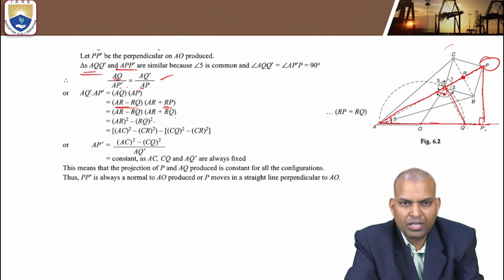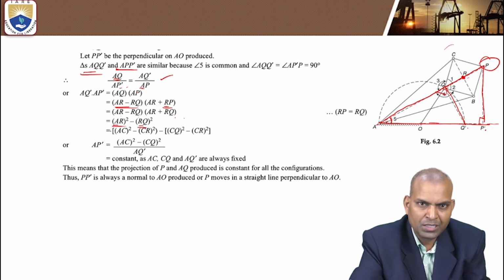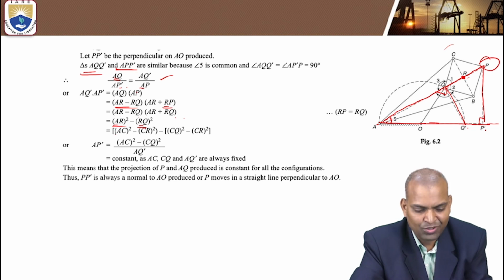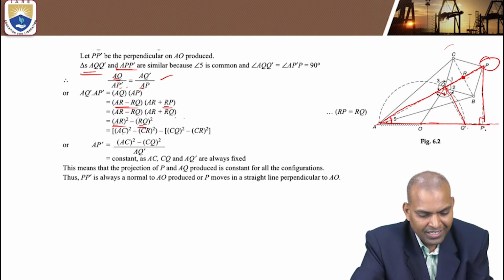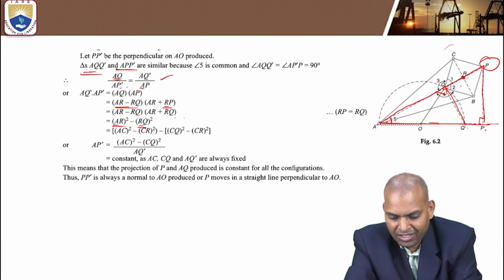Now A plus B into A minus B is A square minus B square. This is AR minus RQ into AR plus RQ, that is AR square minus RQ square. Further we are simplifying that. What is that AR equal to? AR equal to AC minus CR. Okay? What is that AR?